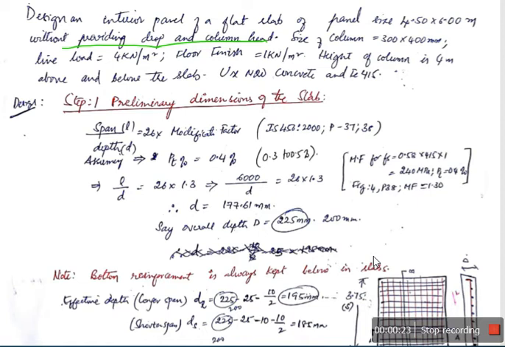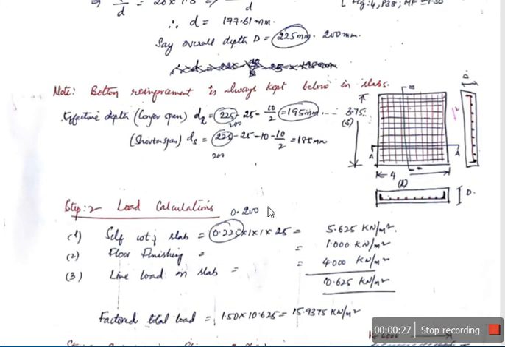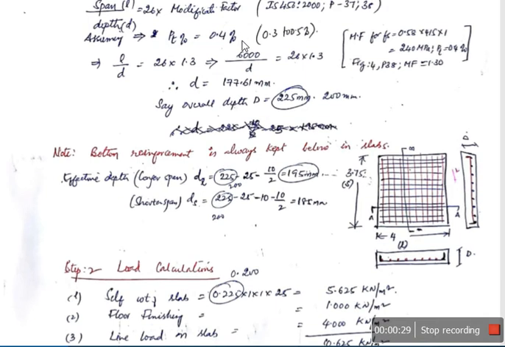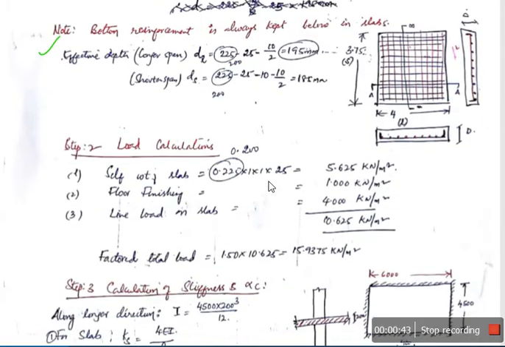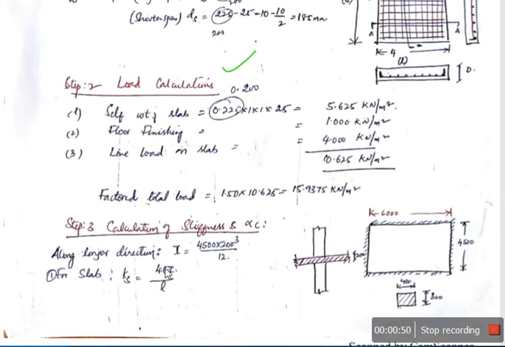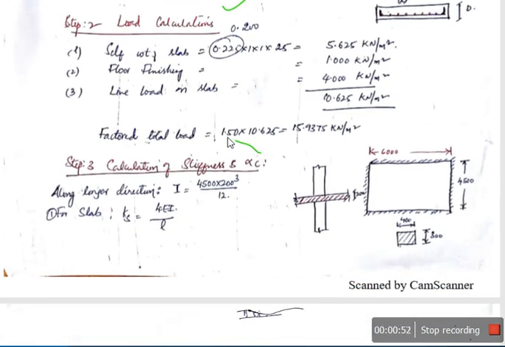So first, we preliminarily dimension the slab. Preliminary dimension in the sense we calculate the depth of the slab. Then we calculate the depth in the longer span, then the depth in the shorter span by assuming some diameter. Then we do the load calculations, which include the self-weight of the slab and the floor finishing and everything. Then the stiffness calculation is an extra portion.